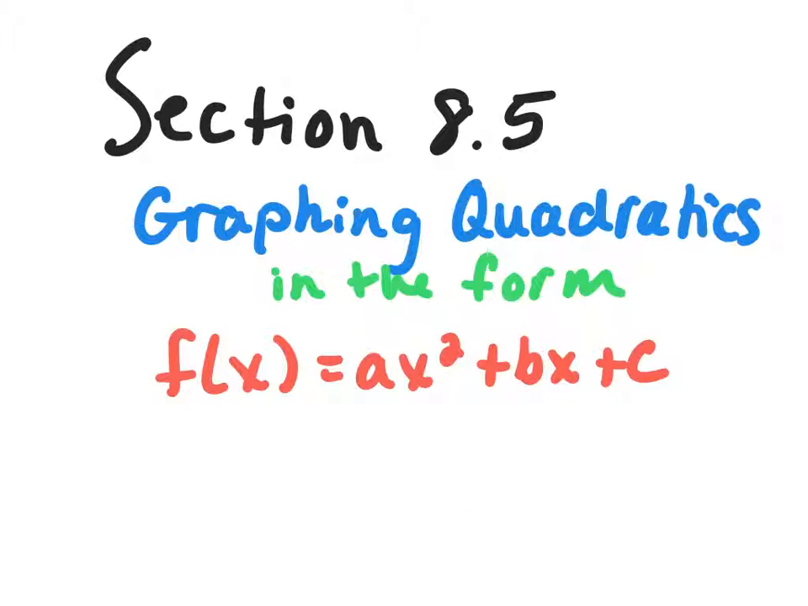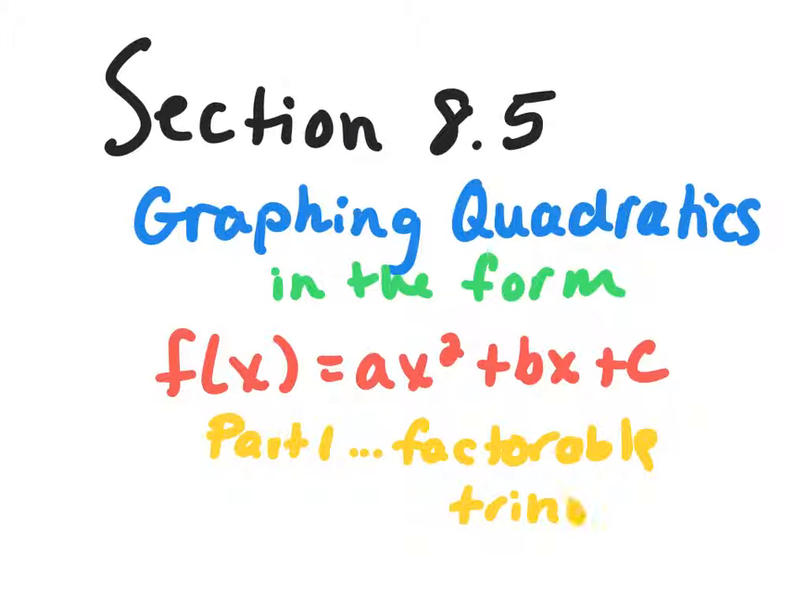So we're going to go over a quick example of some types of problems in section 8.5. We're graphing quadratics in the form of ax squared plus bx plus c. And we do need to understand this is just part one of this. This is only going to work for factorable trinomials only. There'll be some other examples where they are not factorable.